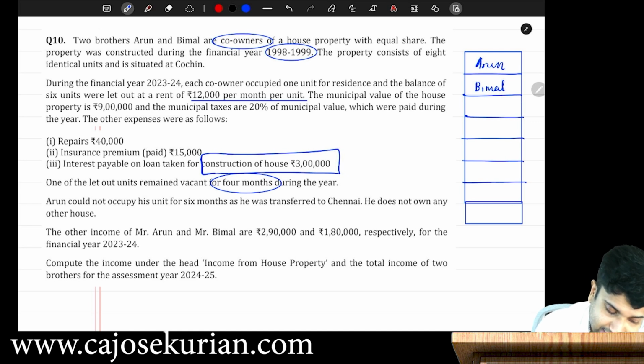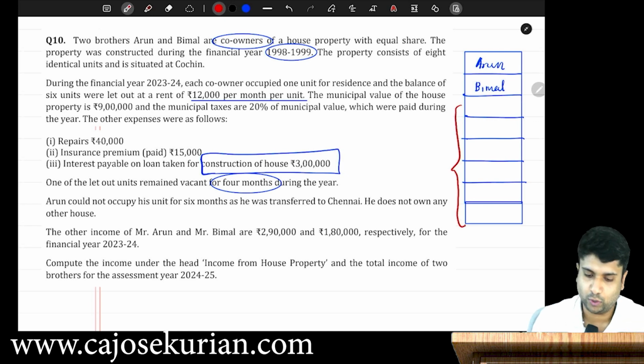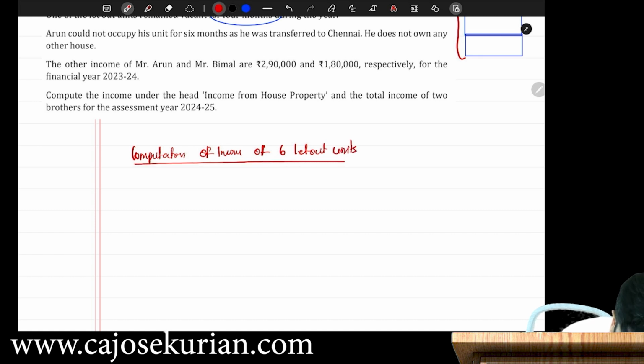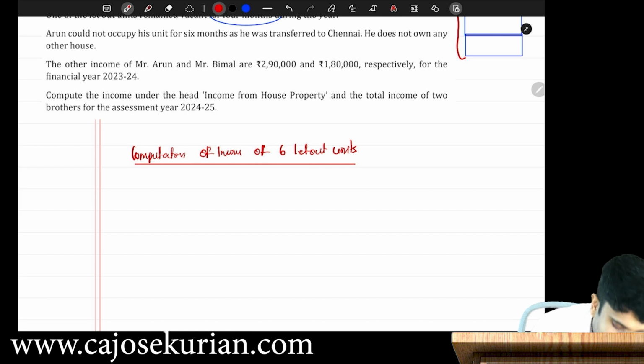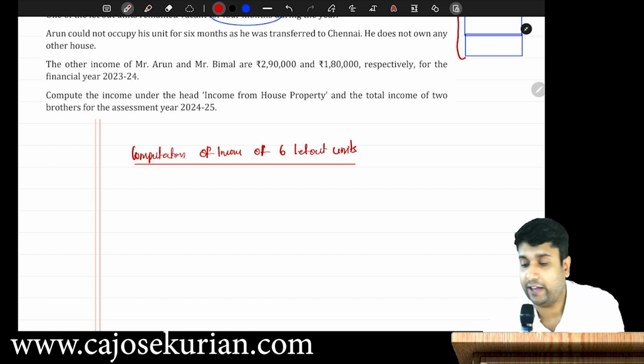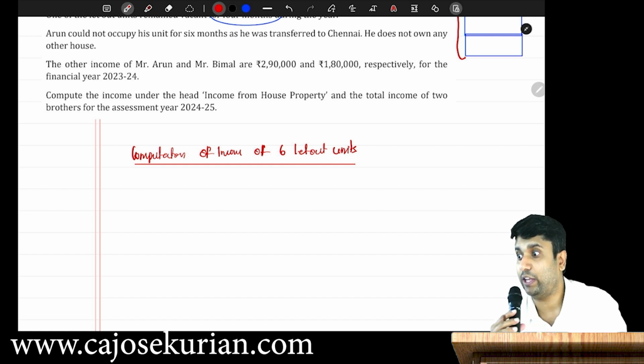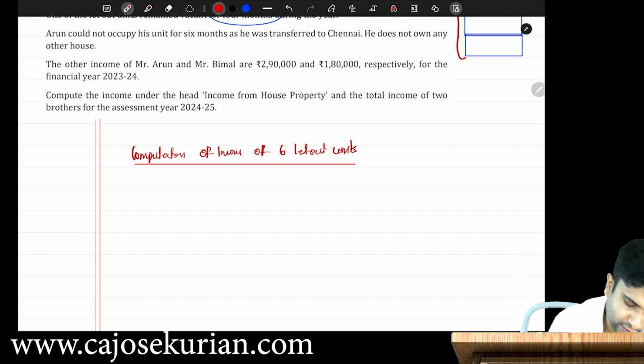First of all, let's finish off the 6 let out units effect. Okay. So, listen. Computation of income of 6 let out units. Let's compute that first. So you tell me, do you have fair rent in this question? Are they mentioning fair rent in this question? No. Do you have municipal value? Yes. So you take the municipal value first.